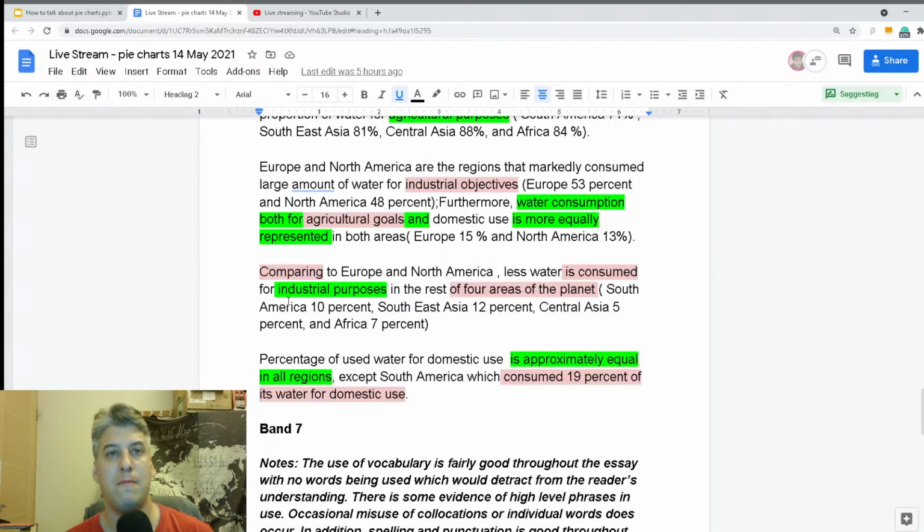Okay, so moving on. We have the phrase comparing to Europe and North America. I think we should say compared here.